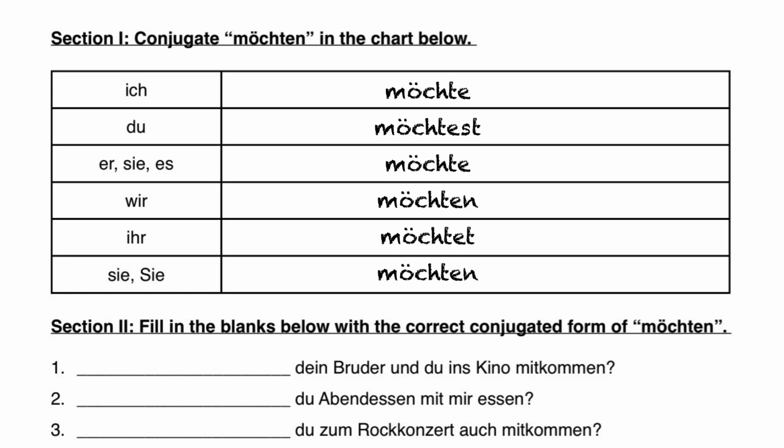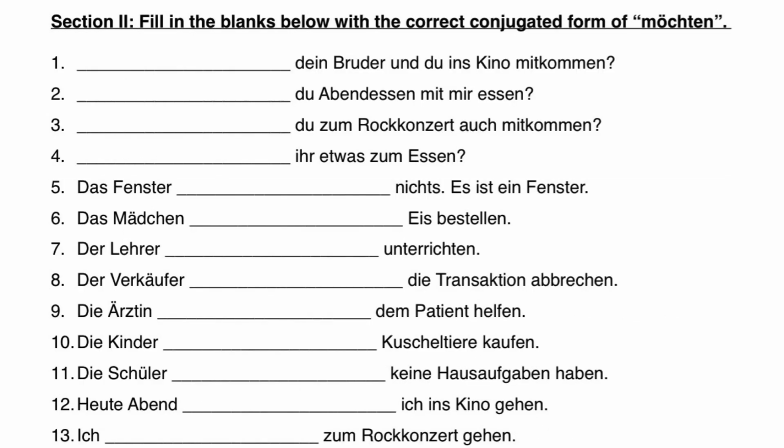Makes it a little bit easier because you only actually essentially have 4 forms that you need to memorize. The ich and er/sie/es forms are the same, the wir and the sie forms are the same, and then you just have du and ihr, which are different. Let's try out some practice with conjugating these in sentences.